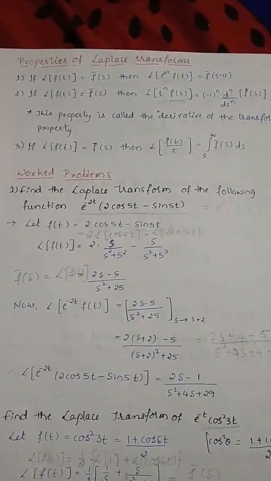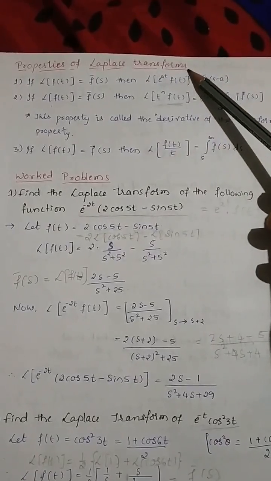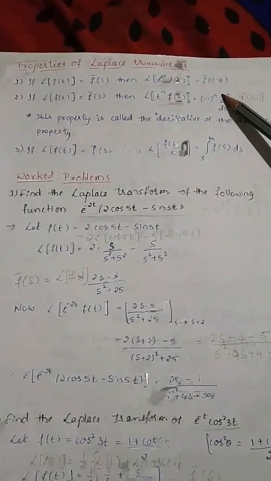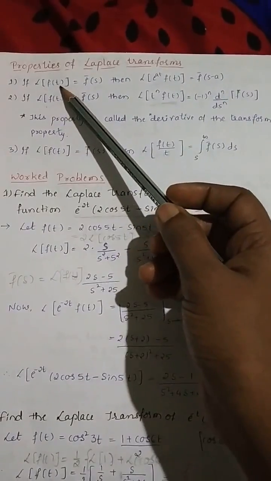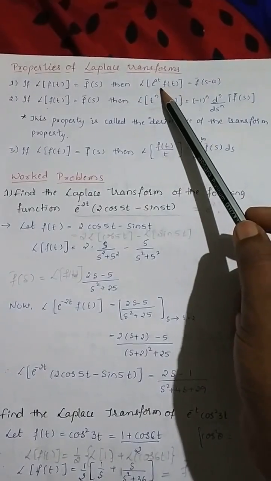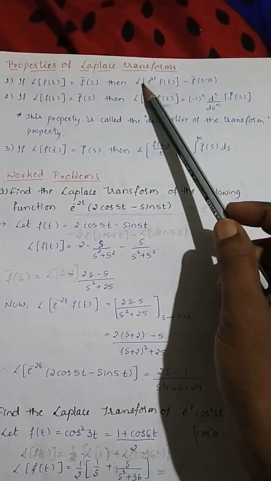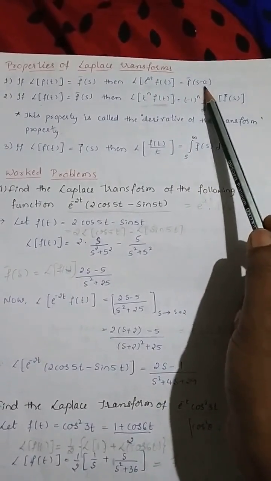Hello dear students, in the previous videos you have seen properties of Laplace transform, and using the properties of Laplace transforms we have solved the examples. That is the first property: if L of f of t is equal to f bar of s, then L of e raised to at into f of t, means a function like e raised to at into f of t, then the Laplace transform of this term is nothing but f bar of s minus a.